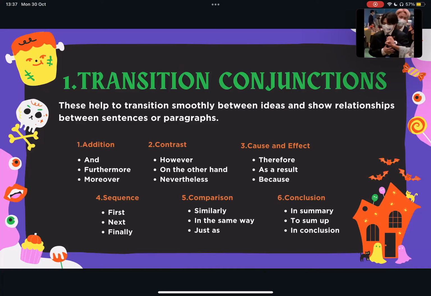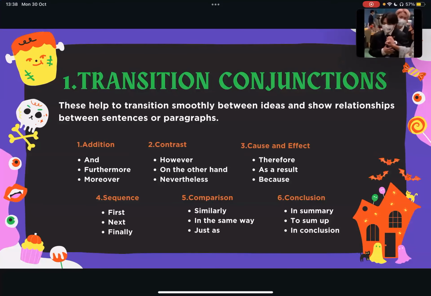Addition: and, furthermore, moreover. Contrast: however, on the other hand, nevertheless. Cause and effect: therefore, as a result, because. Sequence: first, next, finally. Comparison: similarly, in the same way, just as. Conclusion: in summary, to sum up, in conclusion. Next.